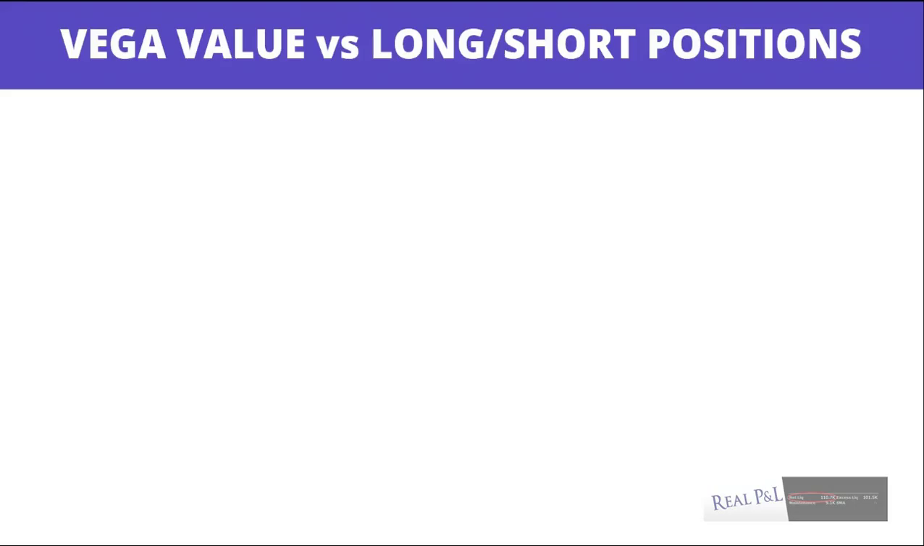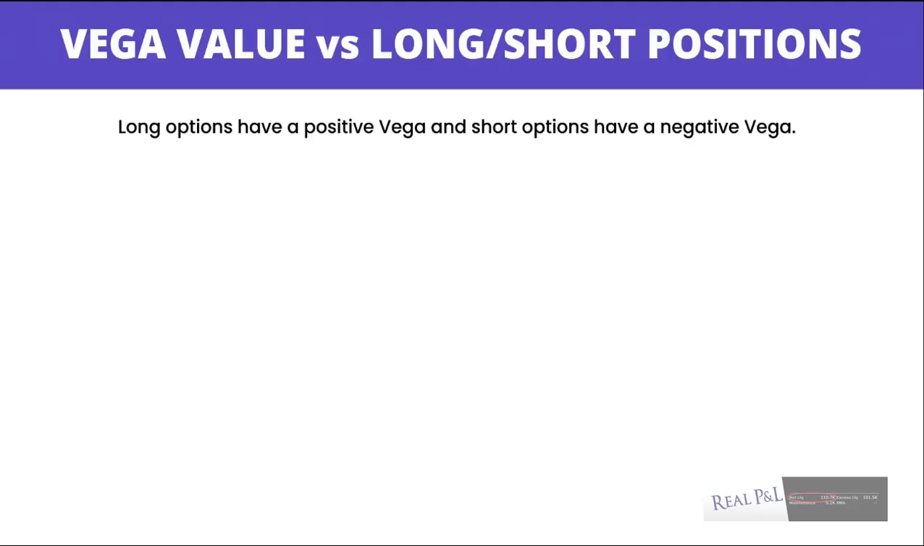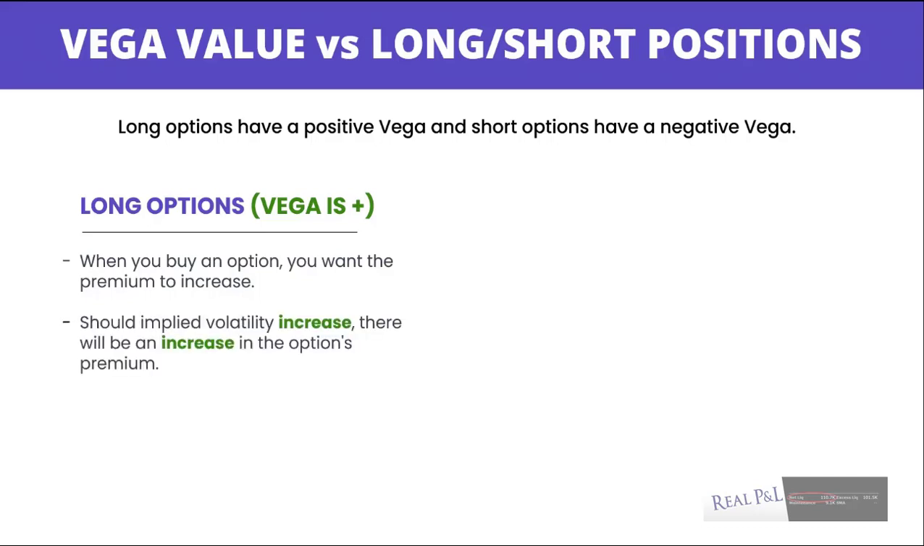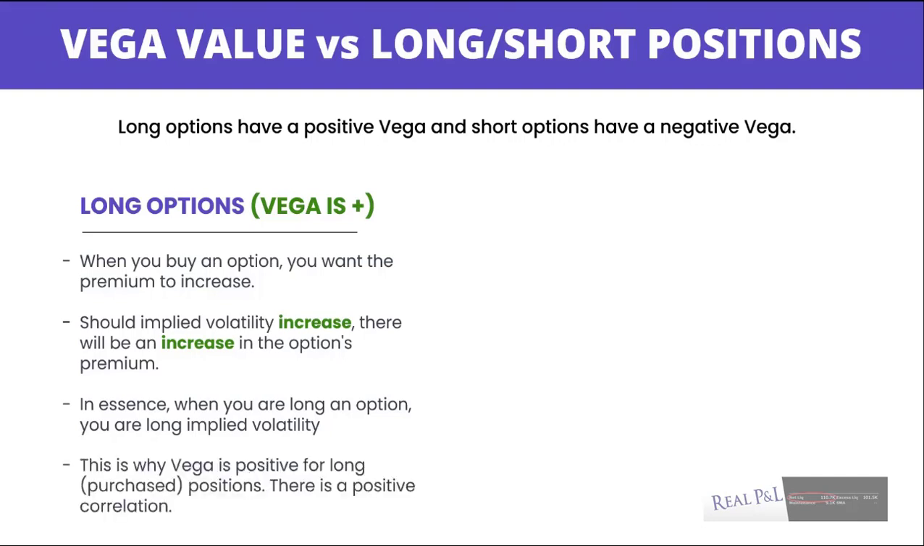Vega value versus long-short positions. Long options have a positive Vega and short options have a negative Vega. When you buy an option, the Vega is positive. When you buy an option, you want the premium, or the price of the option, to increase. Should implied volatility increase, there will be an increase in the option's premium or value. In essence, when you're long an option, you are long implied volatility. This is why Vega is positive for long or purchased positions.